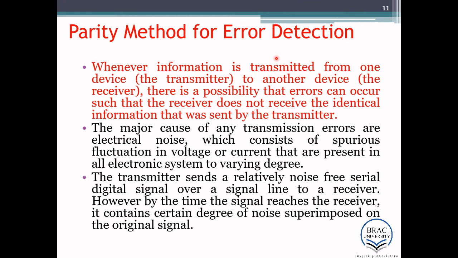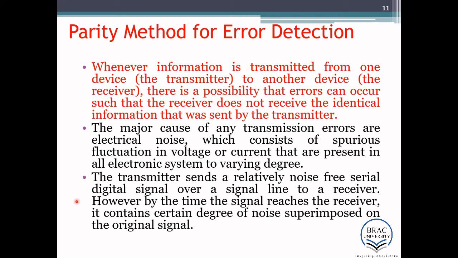Parity method for error detection. Whenever information is transmitted from one device to another device, the receiver, there is a possibility that errors can occur such that the receiver doesn't receive the identical information that was sent by the transmitter. The major cause of any transmission error is electrical noise, which consists of spurious fluctuations in voltage or current that are present in all electrical systems to varying degrees.